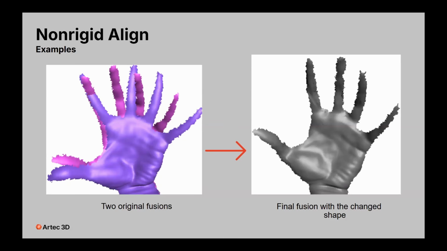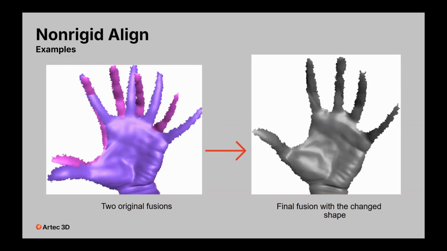First of all, we navigate to the non-rigid align in the alignment tab. We select our reference mesh as a registered one. As you could see right here, it's the pink mesh. We are highlighting it as registered, and then the different mesh, the purple one, is highlighted as unregistered.